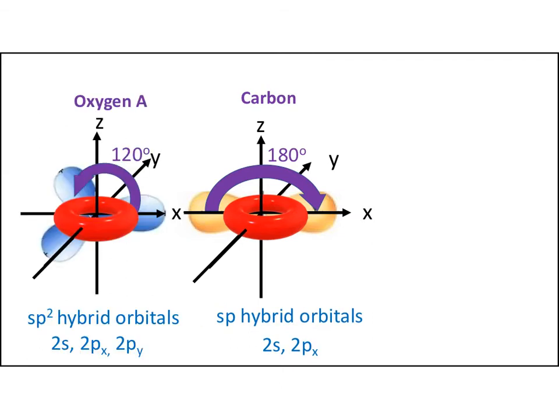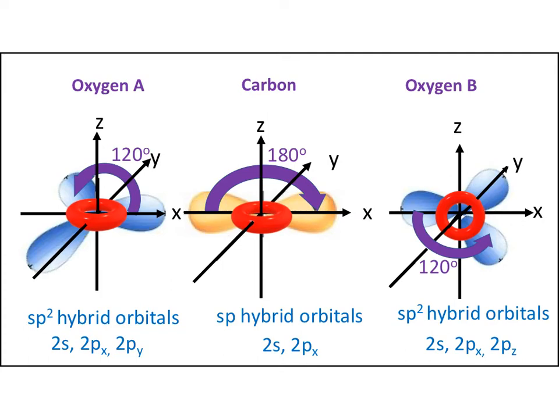So we introduce oxygen A now. Oxygen A, you remember, has formed sp2 hybrid orbitals using the 2s, 2px and the 2py orbitals. So the lobes of these orbitals are in the xy plane because we have not used the pz orbital. So this red donut that you can see there is in the same plane as the lobes of oxygen A hybrid orbitals.